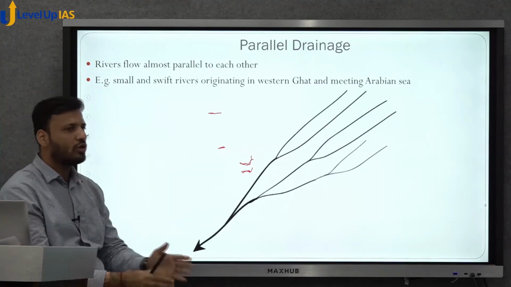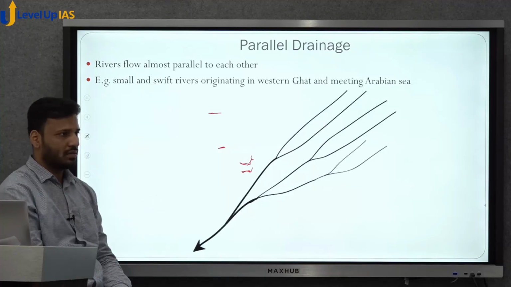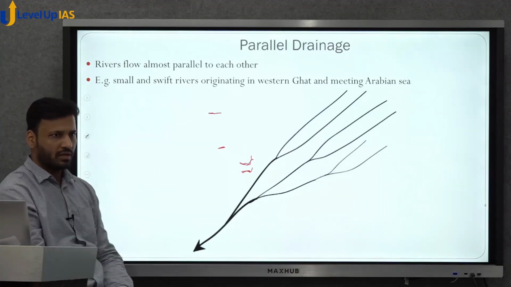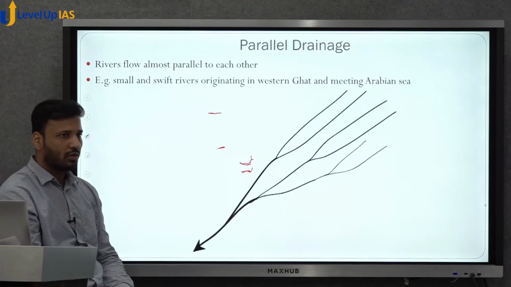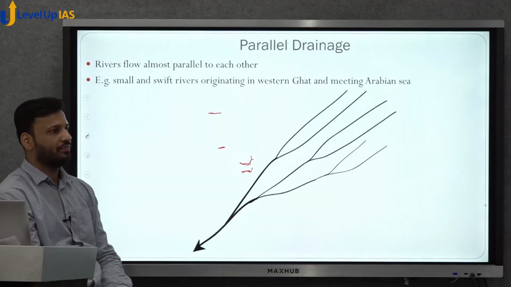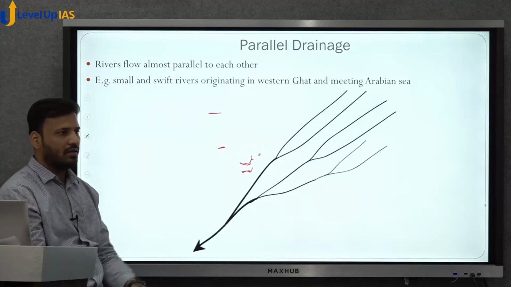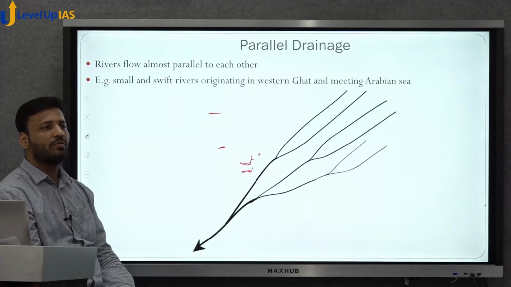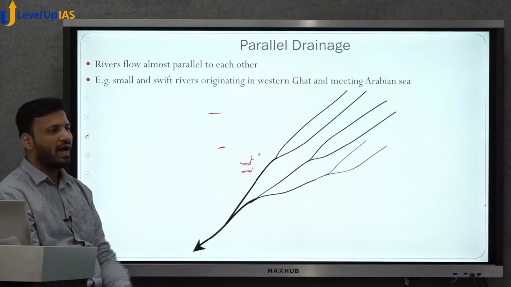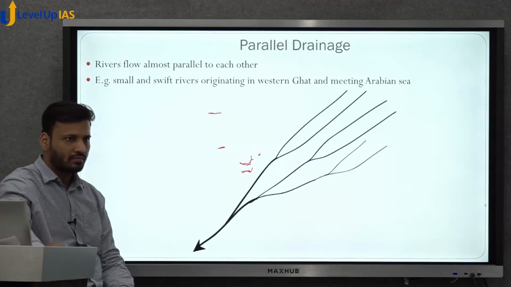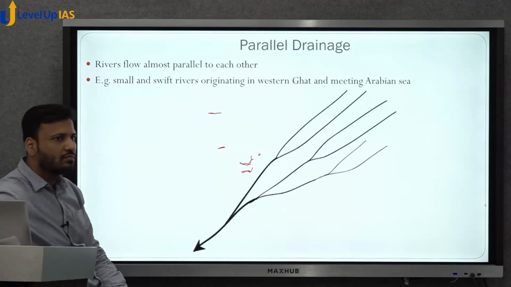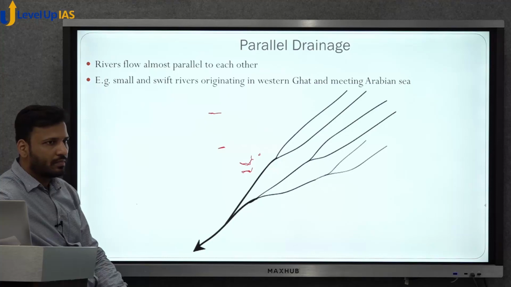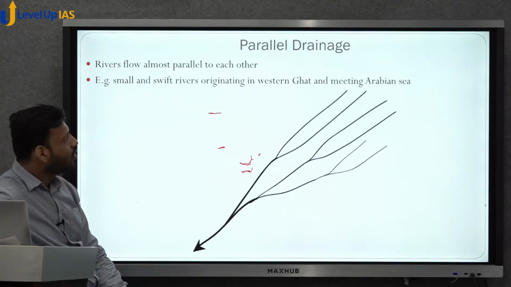So they have a very short course and they are flowing very fast. So there is no time to meet. So they are flowing parallel to each other. When they come closer to the mouth on the coastal regions, then they will meet each other. Before that, they will flow parallel. So all the rivers of the Western Ghat almost have this parallel type of drainage pattern. Getting it? Okay. So this is called parallel type of drainage pattern.